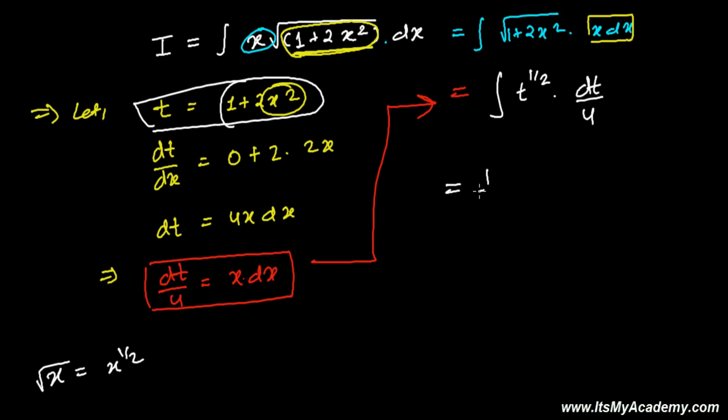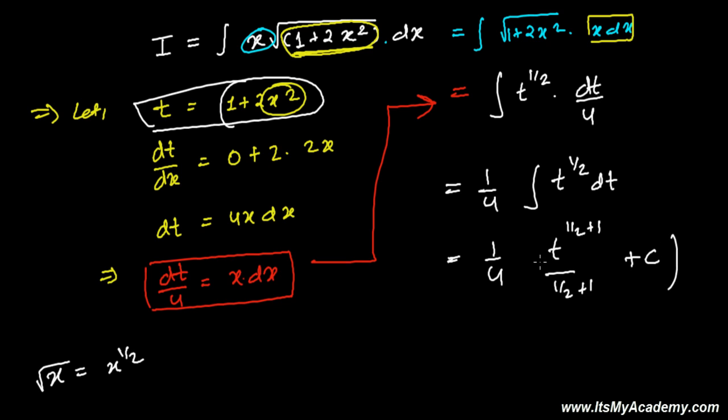I'm writing it a little more properly: 1 by 4 outside, t to the power 1 by 2 dt. And a simple process of integration using the power rule gives t to the power half plus 1, and definitely a constant. Actually, you don't need to multiply as well; directly you can write the constant also. Now it's t to the power 3 by 2, since 1 by 2 plus 1 is again 3 by 2.